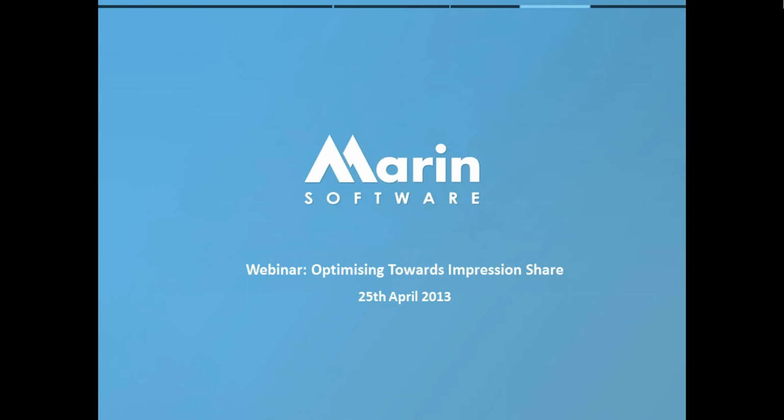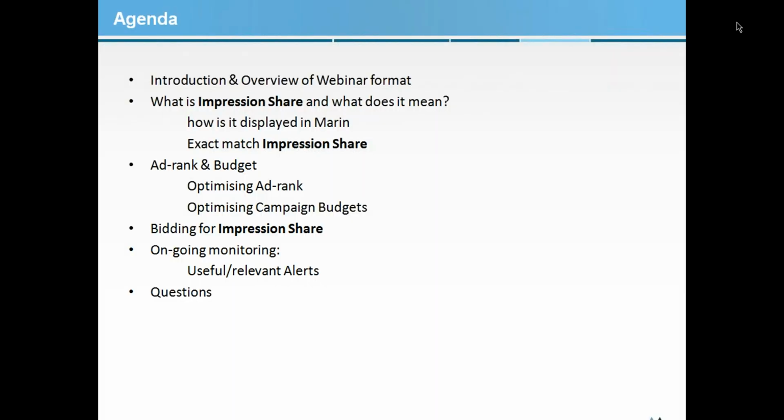In terms of the agenda, there's a couple of items we'll be covering today. One is what is impression share and what does it mean and how is it displayed in Marin. Optimizing towards ad rank and budget, using Marin's automated bidding for impression share, and just before we run into any questions, we've actually got some useful alerts, so alerts which will enable you to identify, depending on your requirements, and actions based on those alerts as well. So I'm going to hand over to Ryan at this point, who will take you through the bulk of this presentation.